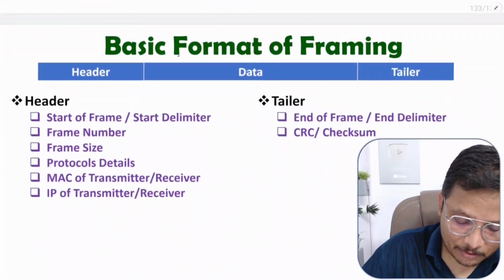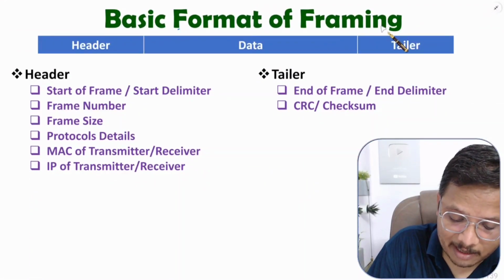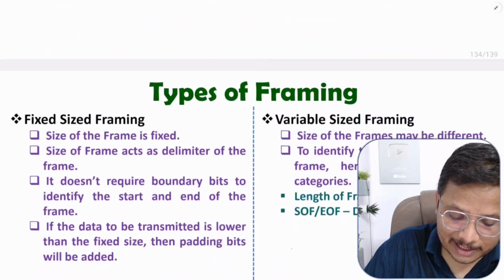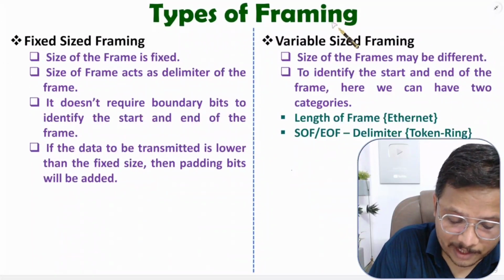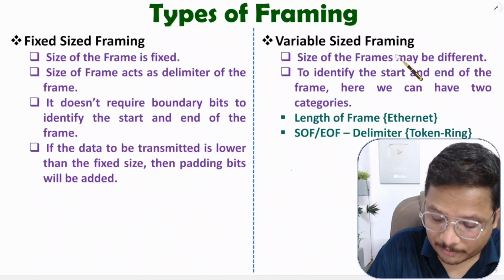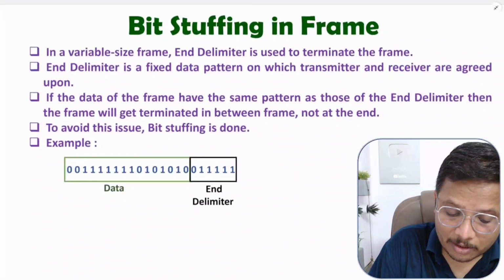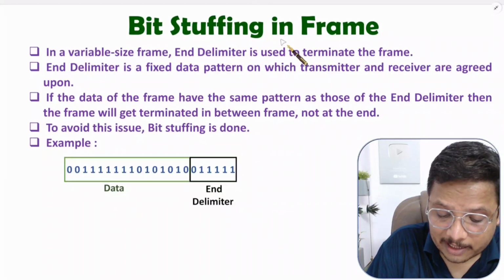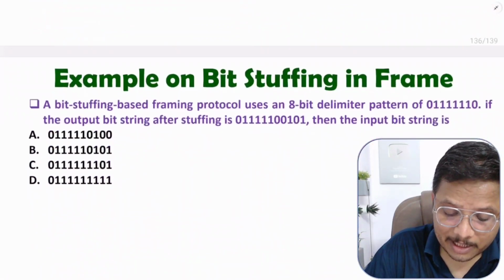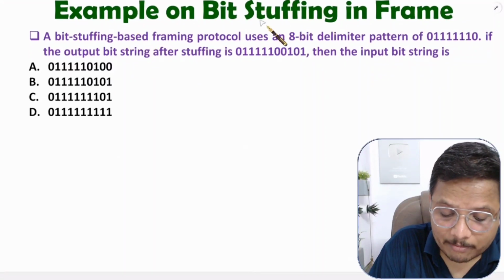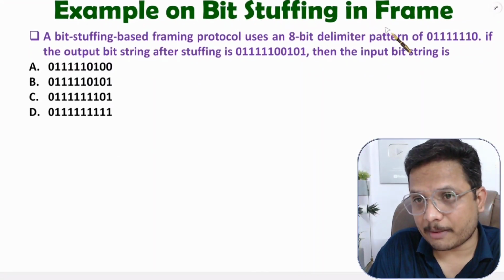Then I'll explain the basic format of a frame. Then I'll explain two types of framing: one is fixed size framing and the second is variable sized framing. Then I'll explain the bit stuffing concept in frames, and then I'll explain how we can solve problems based on bit stuffing in frames.